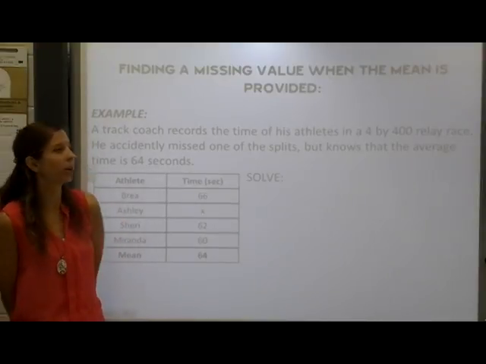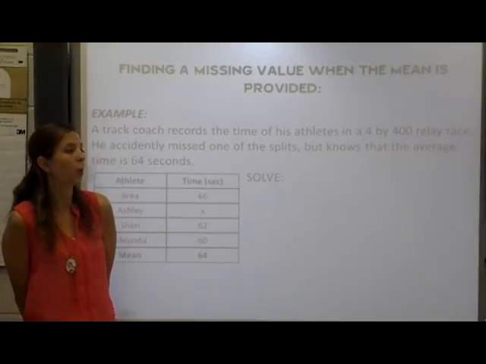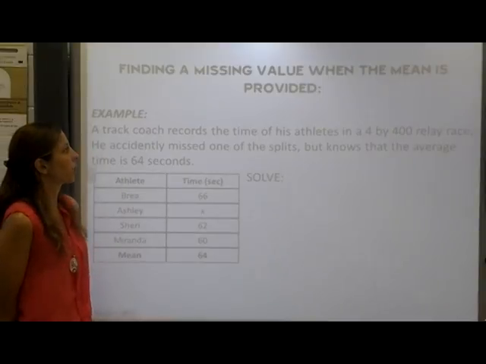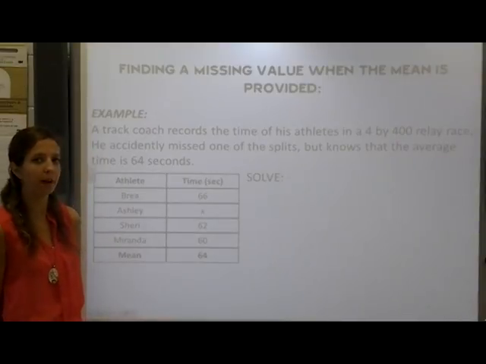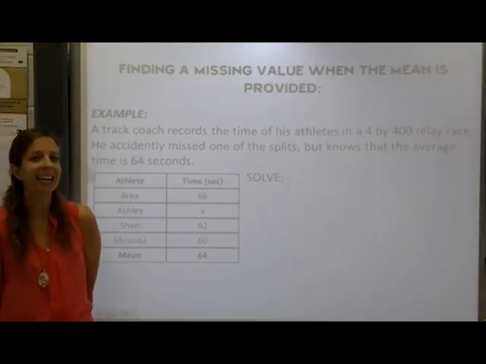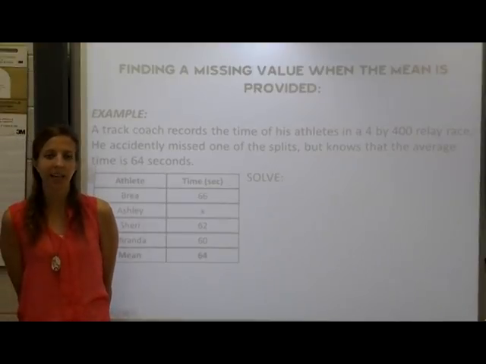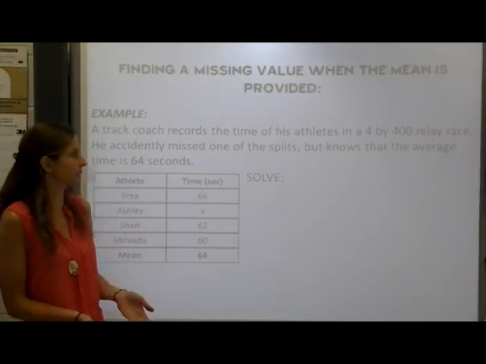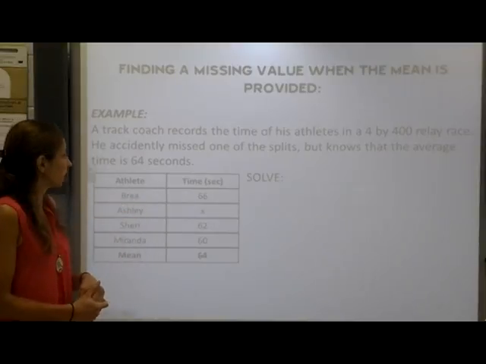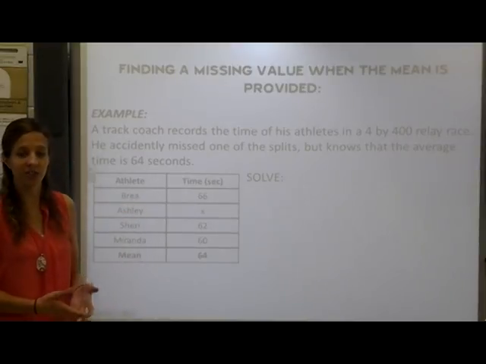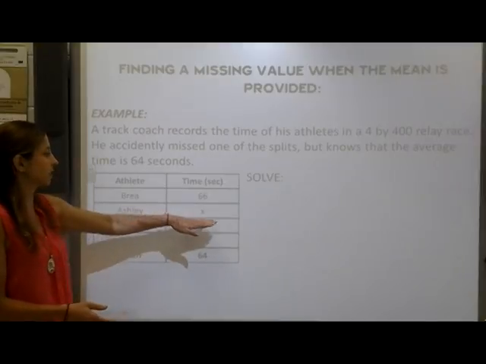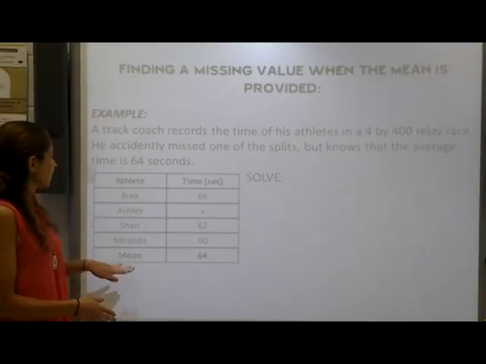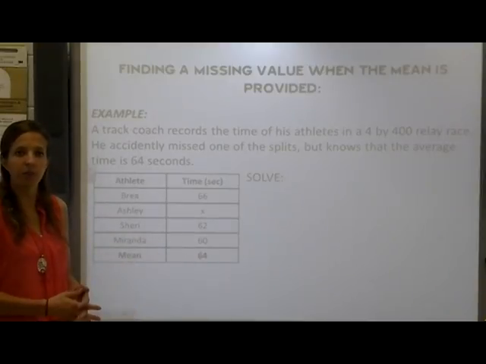In this example, we are going to find a missing value when the mean is provided. A track coach records the time of his athletes in a 4x400 relay race. He accidentally missed the split of one of his athletes, but he knows their mean time is 64 seconds. If we look at this chart here, we can see the split for each of the athletes. Ashley is the split that we are missing, so we're going to represent her time by X. The mean is also listed at 64 seconds.